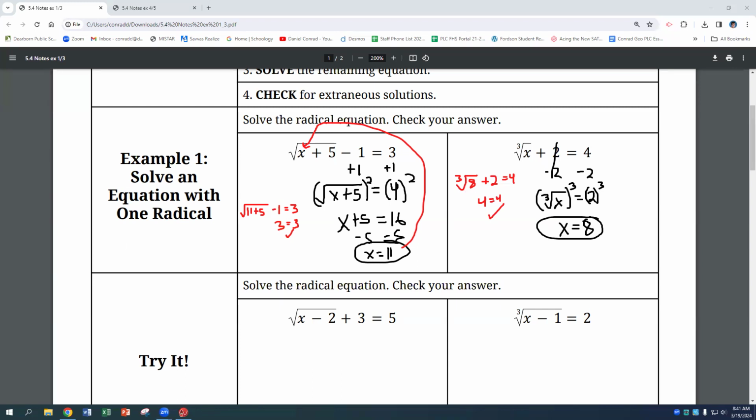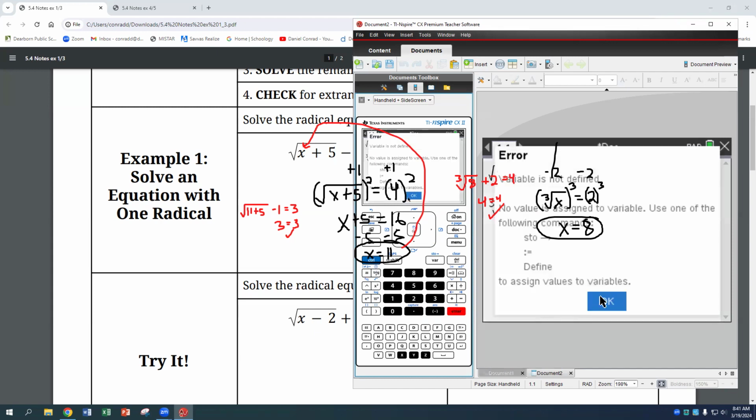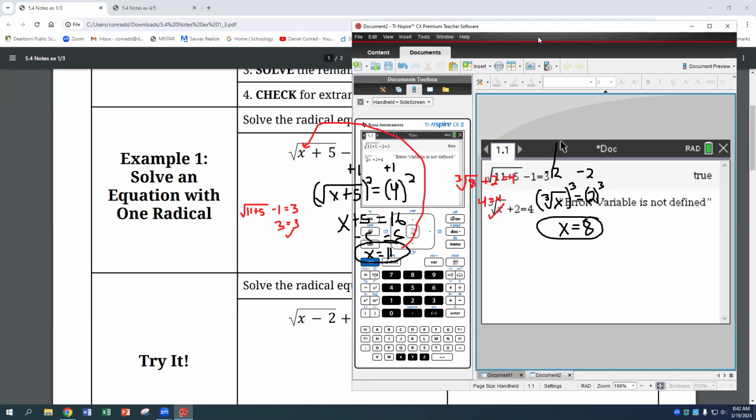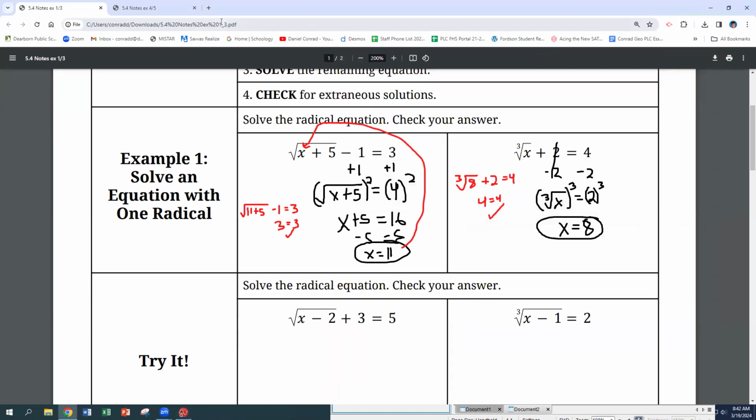And again, you can just take your calculator. Cubed root of x, plus 2 equals 4. Oh, yeah. We're plugging in, sorry. Our answer was 8. So we're plugging in cubed root of 8 plus 2 equals 4. True. All right. So good on those.